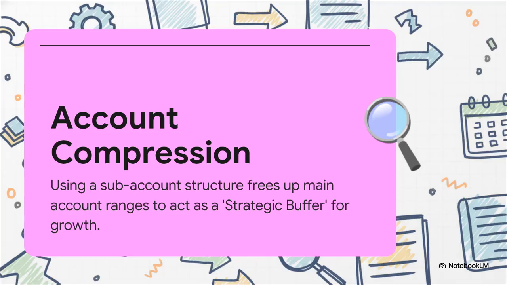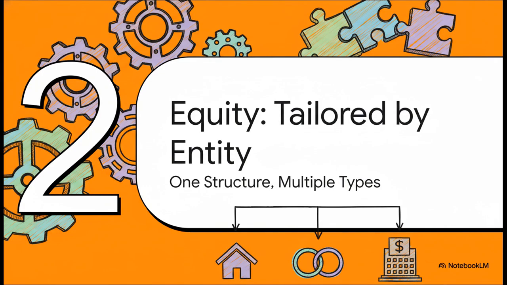And that parent-child logic unlocks this really powerful idea called account compression. See, in the old flat systems, you'd run out of account numbers in a category super fast. But by nesting the details in sub-accounts, you free up whole blocks of primary account numbers. Think of these freed up ranges as a strategic buffer. It gives you this massive runway for future growth without ever having to mess with your core structure. It's brilliant. Now, let's switch gears and see how this amazing structure handles equity.